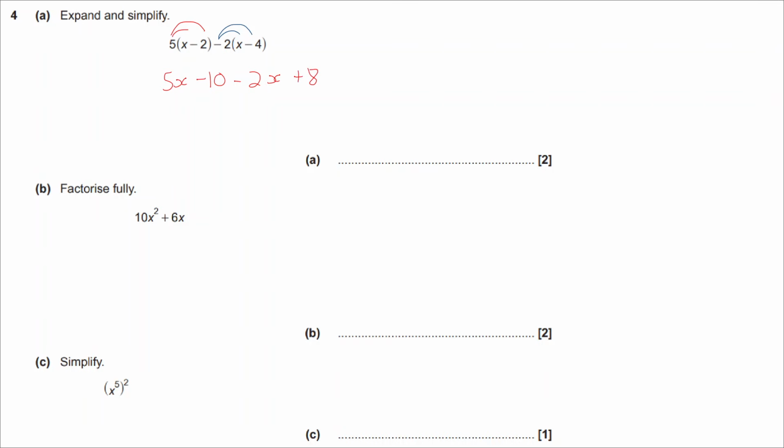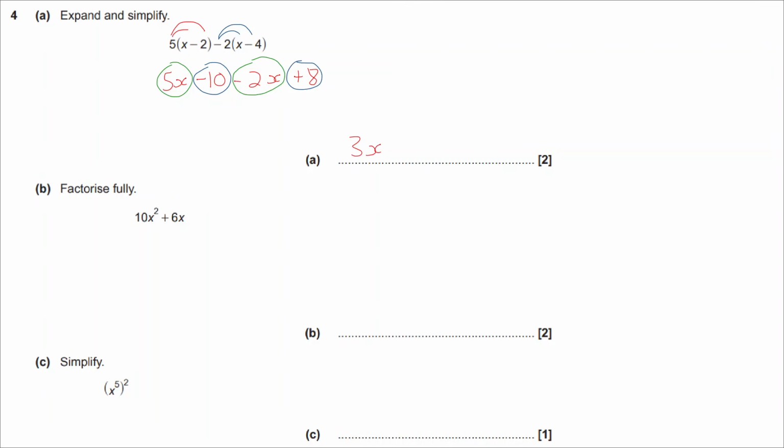And now we are just collecting like terms. You've got a 5x, you've got a 5x, and you've got a negative 2x. You must include that negative there, that's really important. And you've also got a minus 10, and you've got a plus 8. So 5x take away 2x is going to simply give you 3x. And then you've got negative 10, add 8.